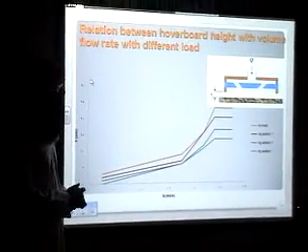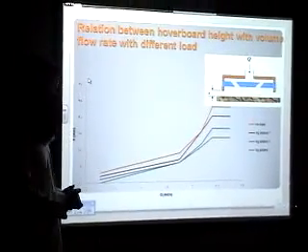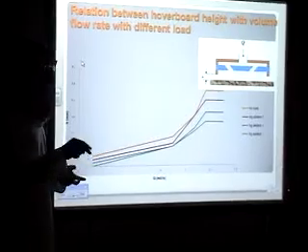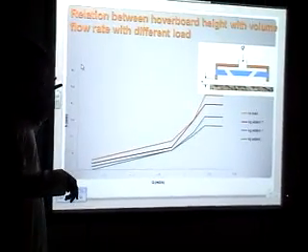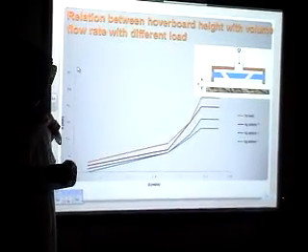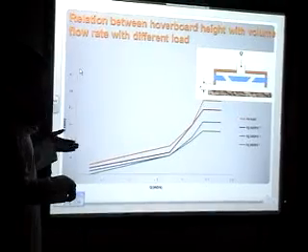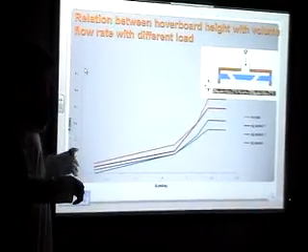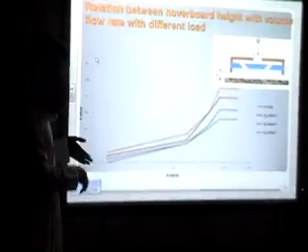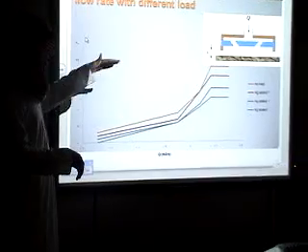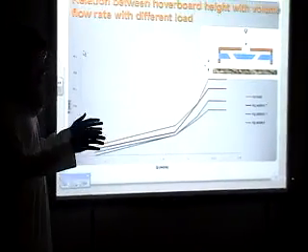The second section of experimental work is performance of hoverboard. It includes 2 sections, height of hoverboard and pressure under hoverboard. This figure shows the relation between volume flow rate and the height of hoverboard, and the height increases with the volume flow rate and decreases with the weight of the hoverboard.